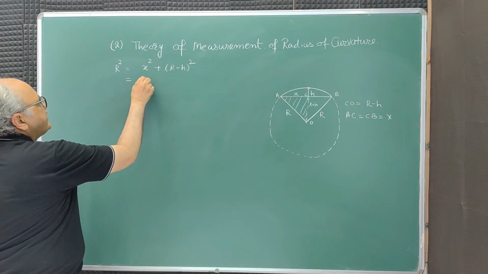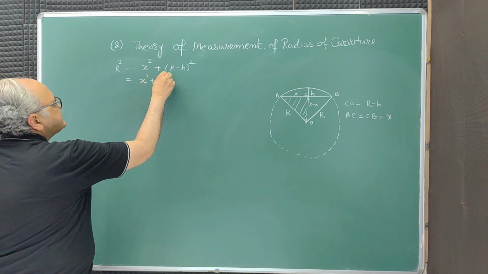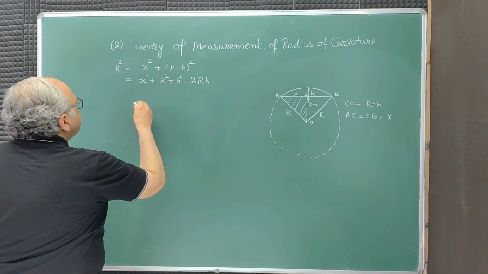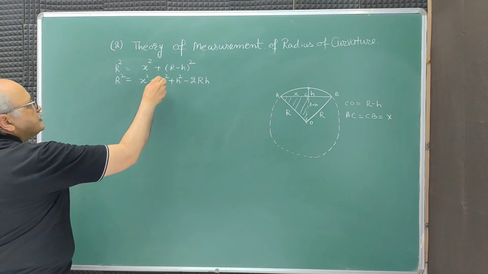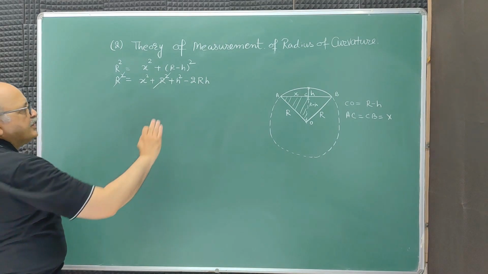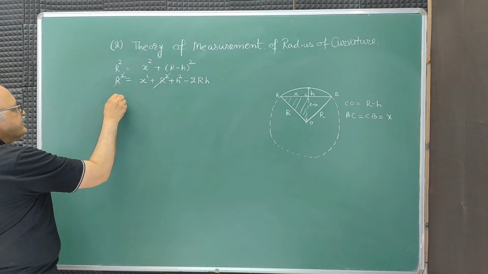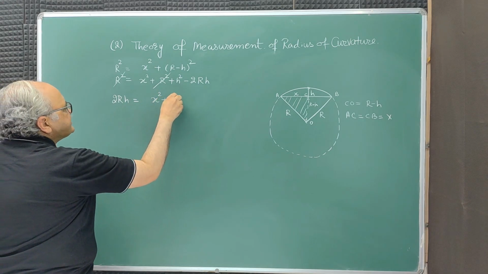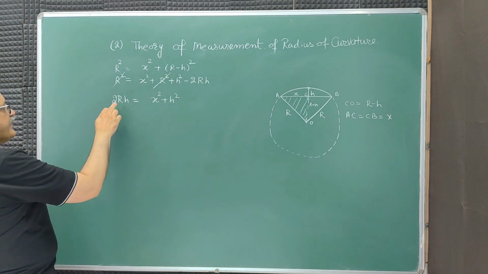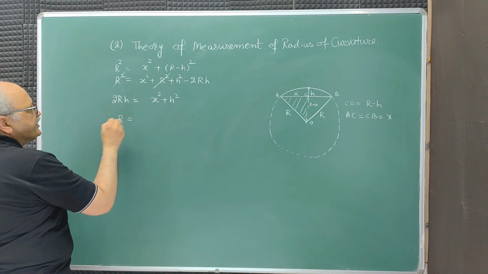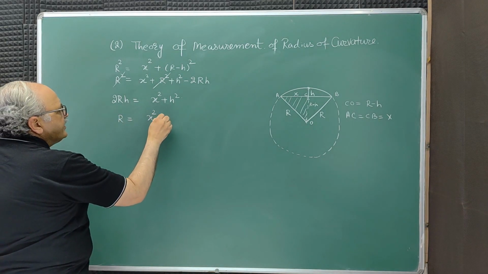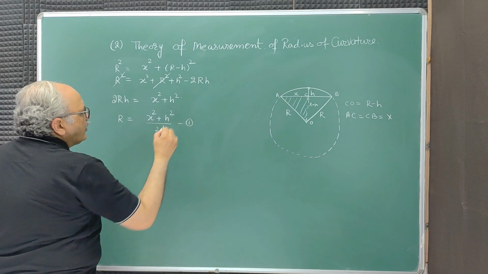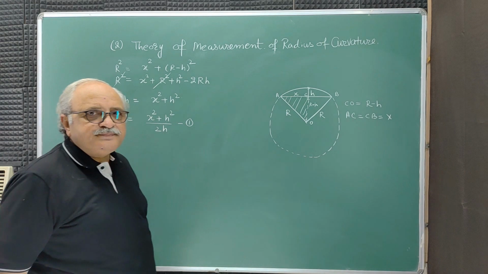Simplify it mathematically. Now this can be written as r square plus h square minus 2rh, r square. So this r square is out. Take this 2rh on this side and this will be x square plus h square. So I can write the radius of curvature as x square plus h square divided by twice of h. Let me call this equation number 1.